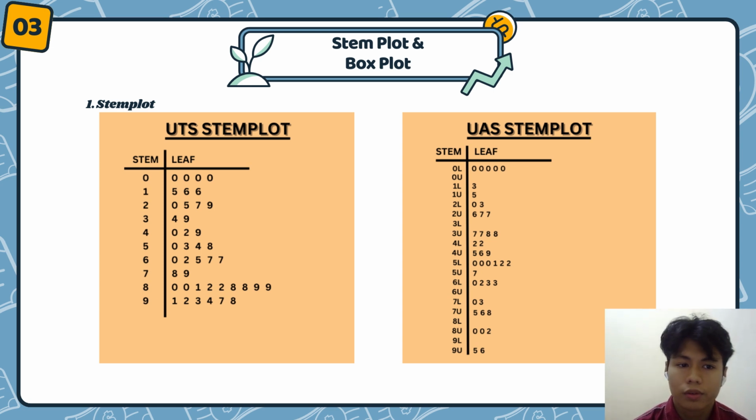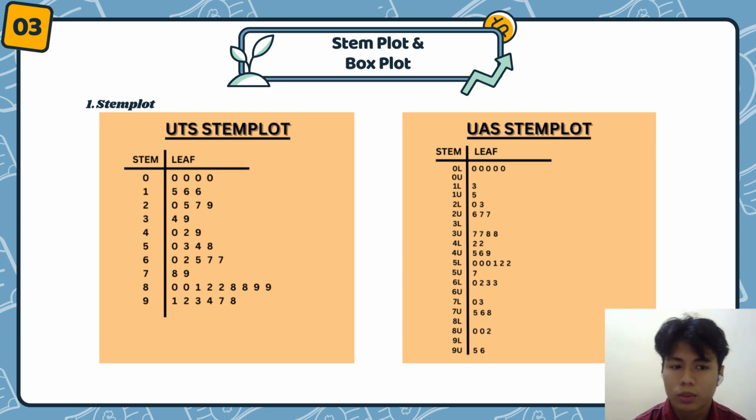Next, we move to stem plot and box plot calculation. First of all, what is a stem plot? A stem plot or stem and leaf plot is a data visualization method used to display the distribution of numerical value quickly and simply. The data is divided into two parts. The first one is the stem, which contains the leading digits, and the second one is the leaf, which shows the last digit of each value.